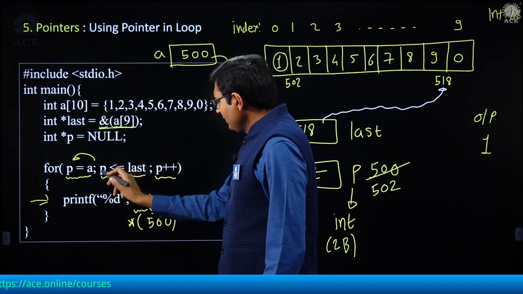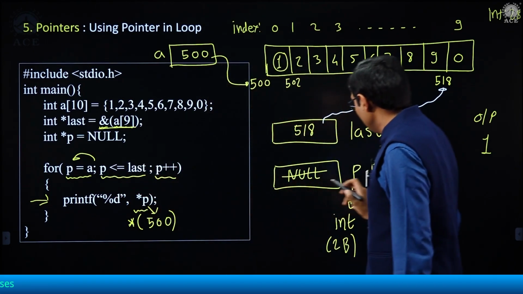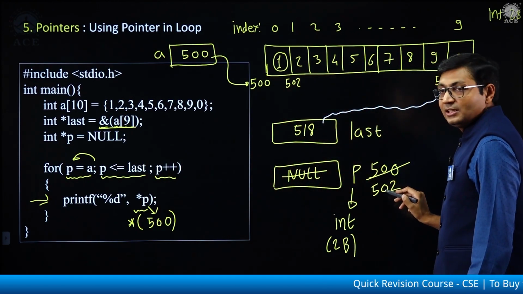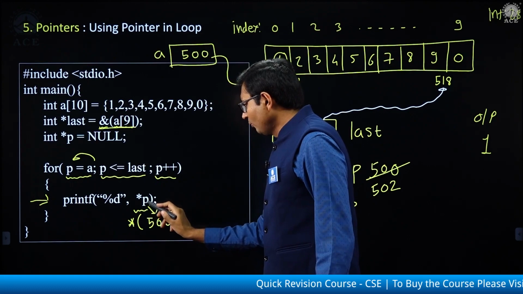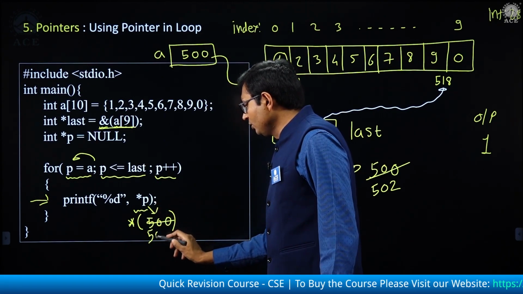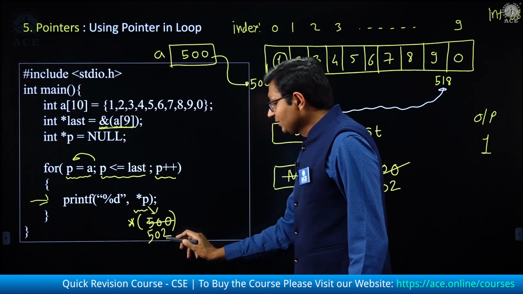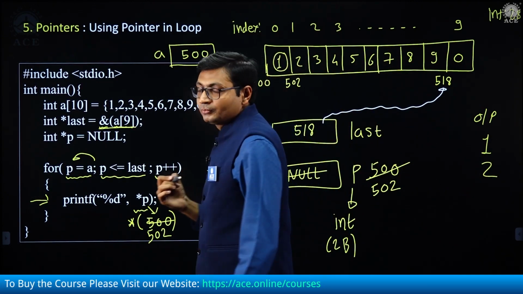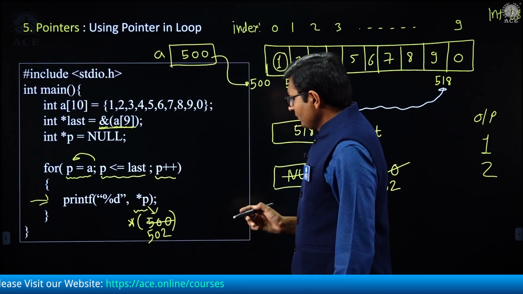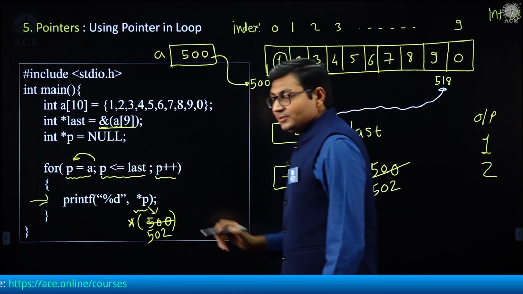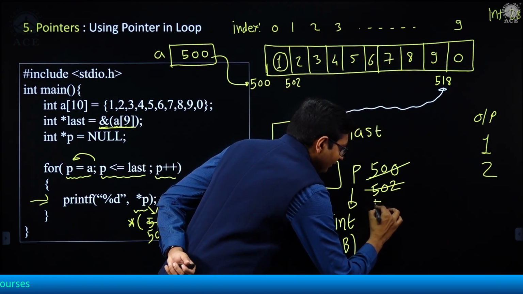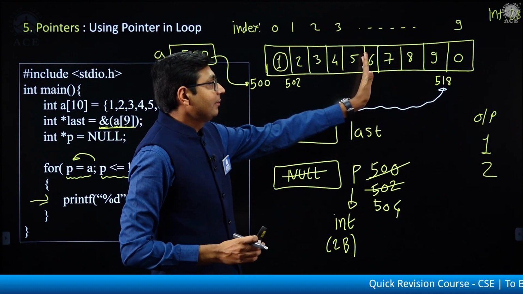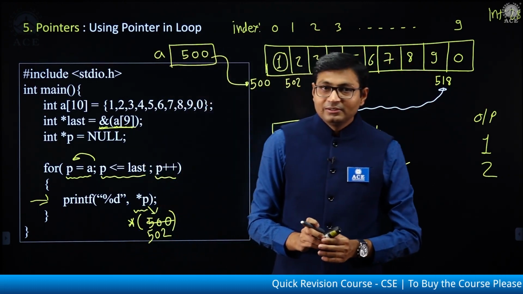Alright. Now again the comparison. 502 less than or equal to last. Yes, it is less than or equal, so print. What is the current value of P? That is 502. So print the value at this address. What is the value at this address? That is 2. Alright. Now again P++. So P++ this will become 504. So basically the next element, print all the elements one by one, isn't it?